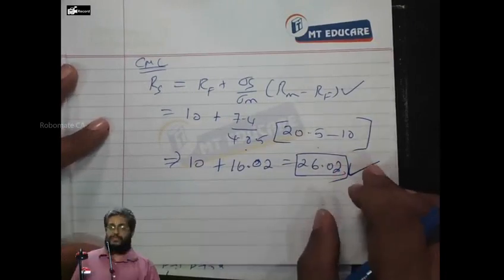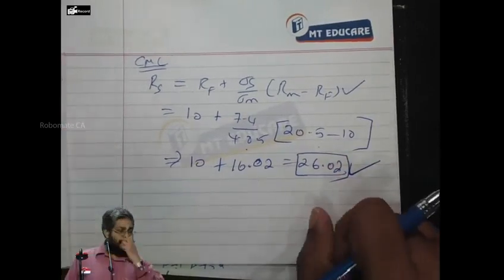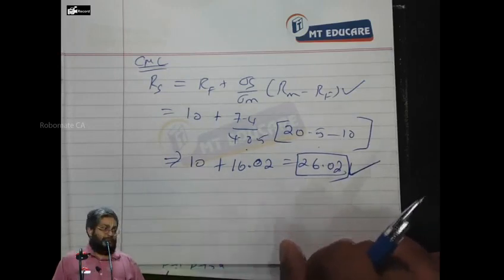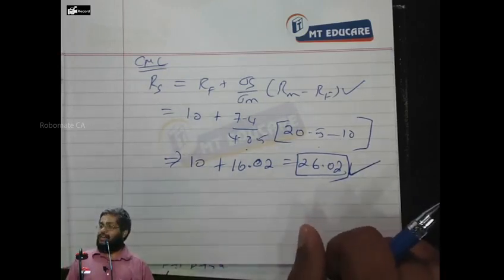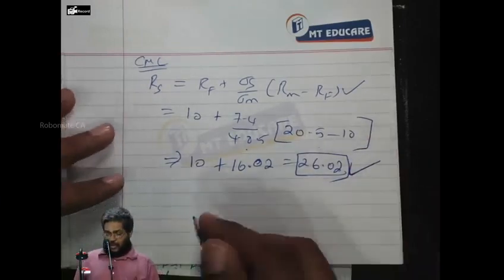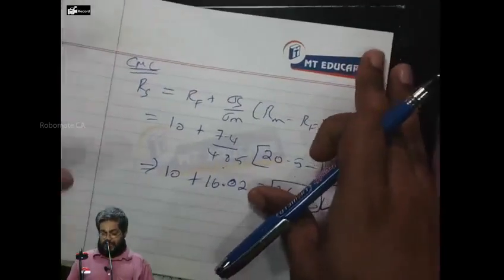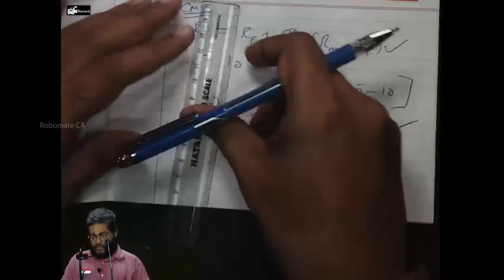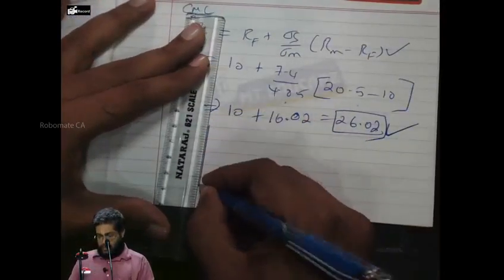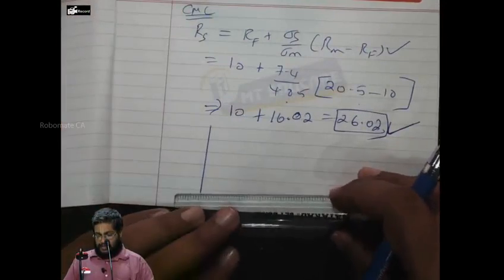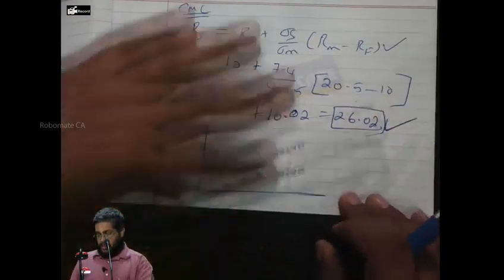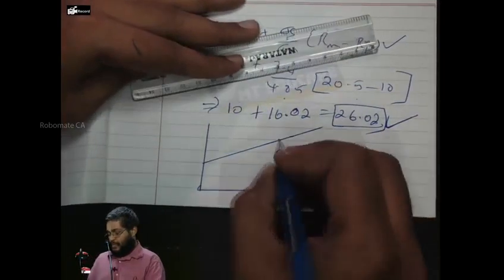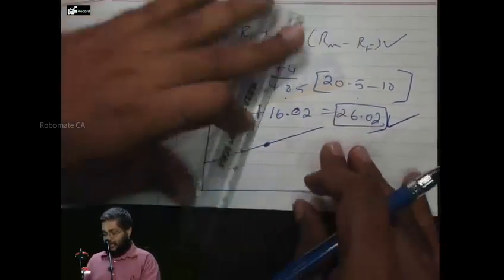26.02. Can I proceed or not? Now, if you want, you can also draw a small diagram for this CML. Please draw along with me. This is called the market portfolio.